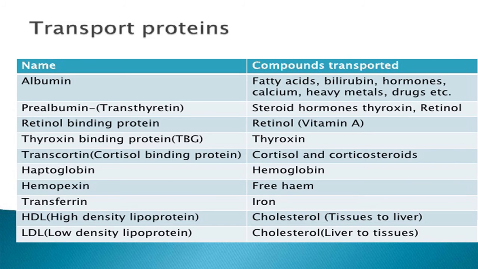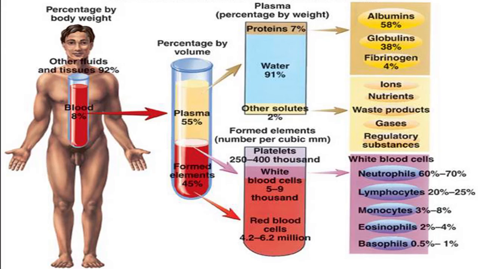Now, the organic waste products. Urea, creatinine, and uric acid are the waste products of protein metabolism. They are formed in the liver and conveyed in blood to the kidneys for excretion. Carbon dioxide released by all cells is conveyed to the lungs for excretion.